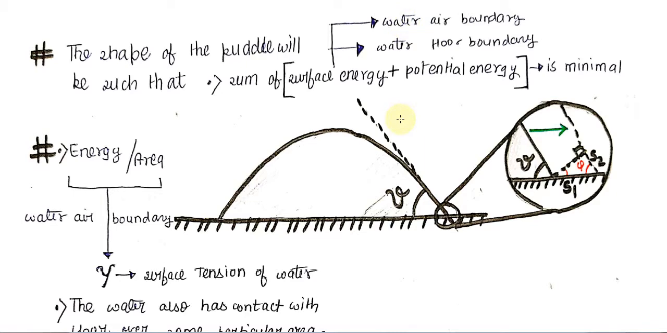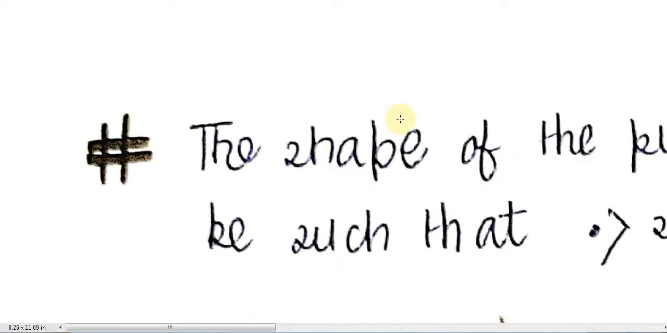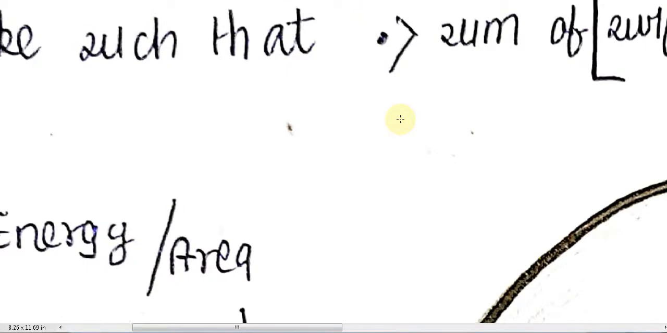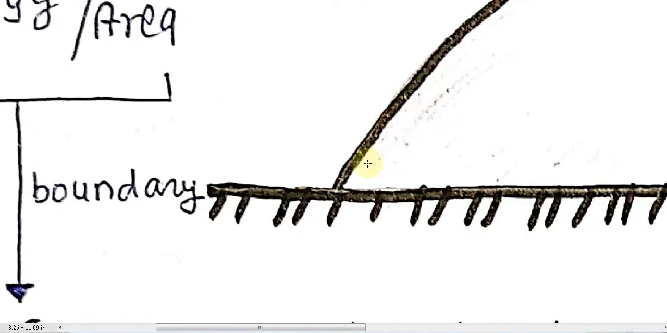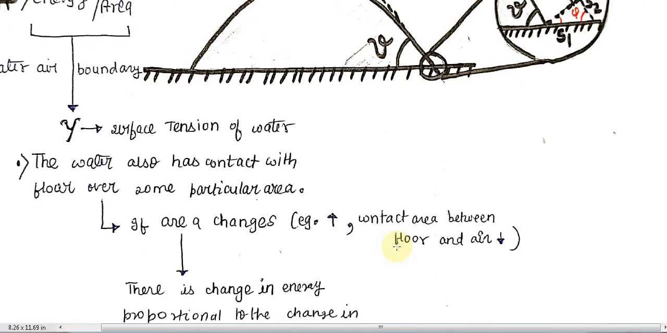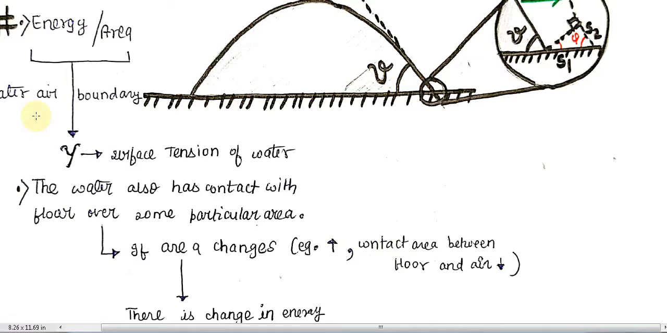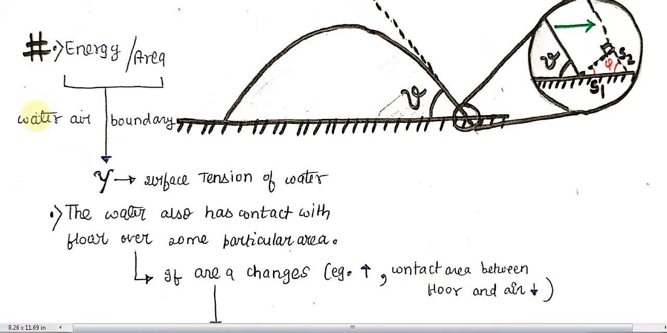First let me show you the water-air and the water-floor boundary. Suppose we are talking about this region: this is the water-air boundary, tangential to this direction, and this is the water-floor boundary. First of all, the energy per unit area for the water-air boundary is the surface tension of the water, and we call it gamma. So gamma is the surface tension of the water at the water-air boundary.